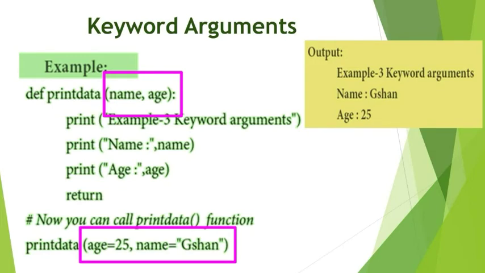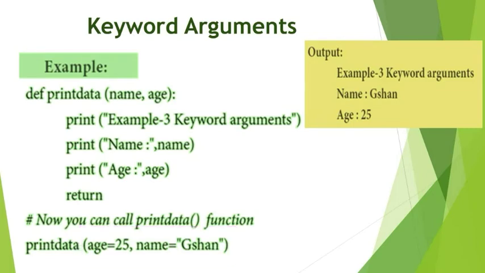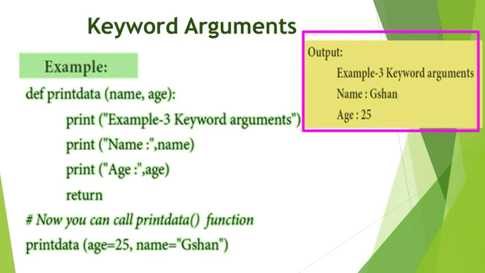So here the arguments are passed in the improper order. So we can give the keyword arguments in improper order also. You will get the output: example 3 keyword arguments, and next name is equal to Sean, and age is equal to 25. You will get the output like this.